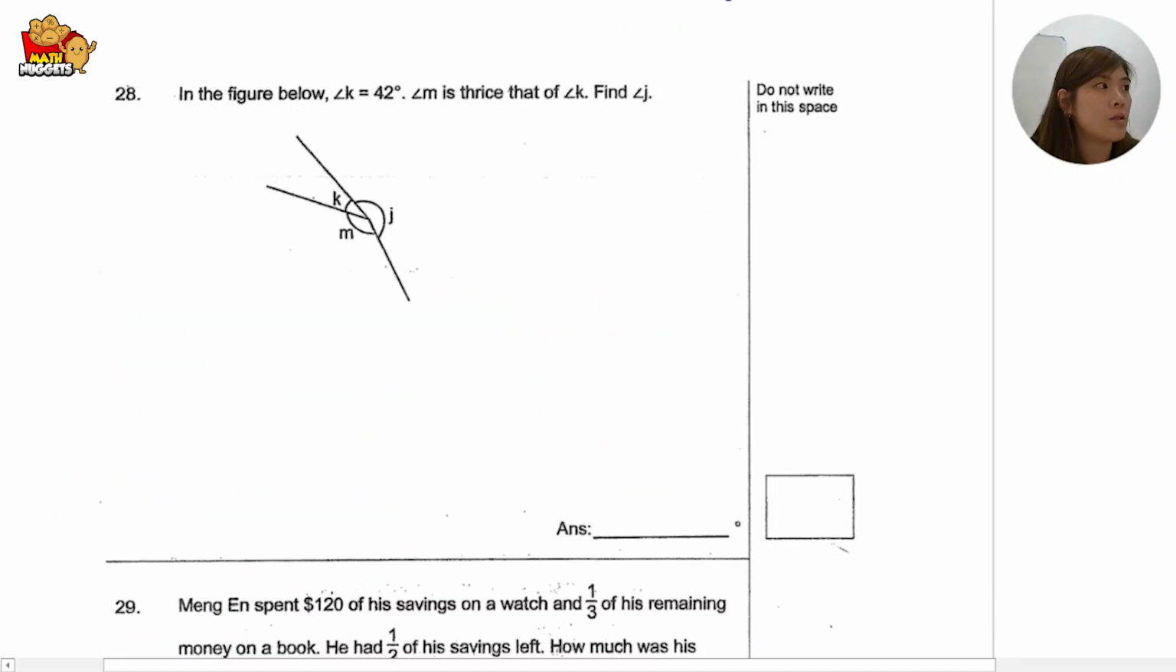Okay, so for the next question, in the figure below, angle K is 42. Okay, so angle K here is 42. Angle M is 3 times that of K. Then they ask you to find J. J is here. So first step, we find what is angle M. Angle M is equivalent to 42 times 3, which is 126.